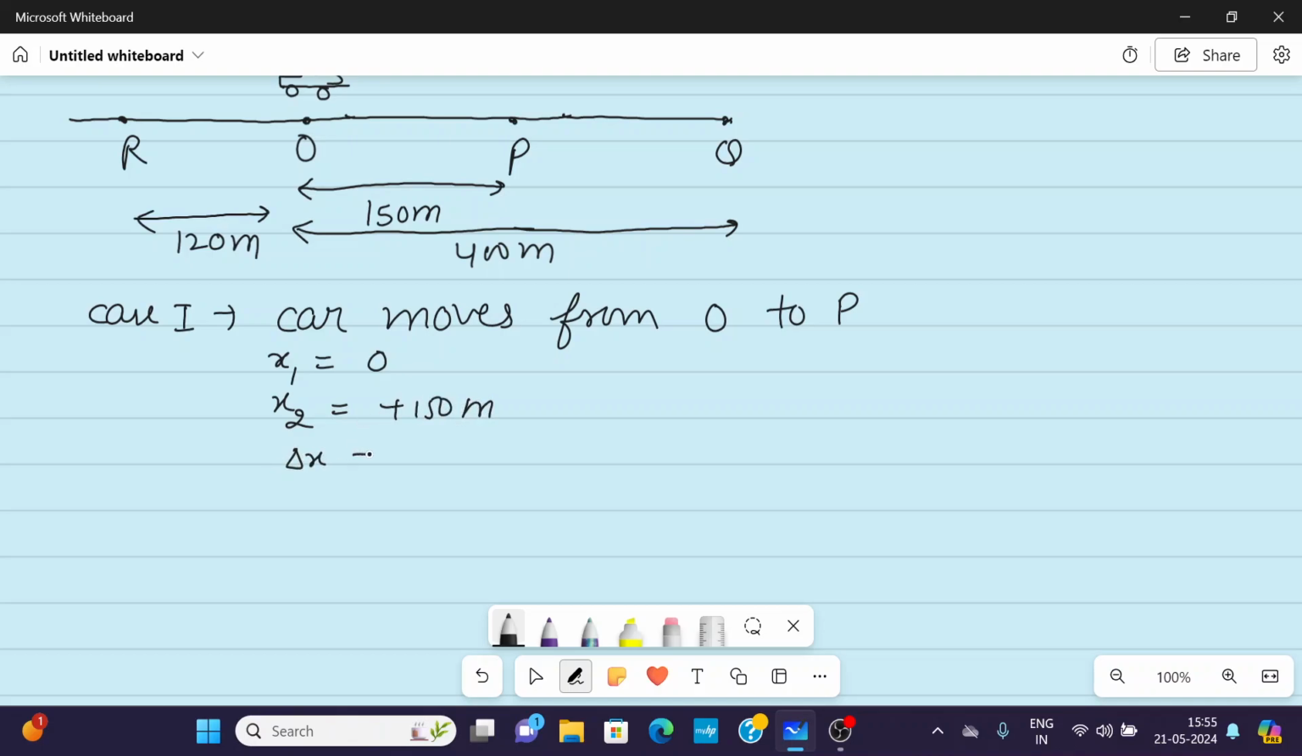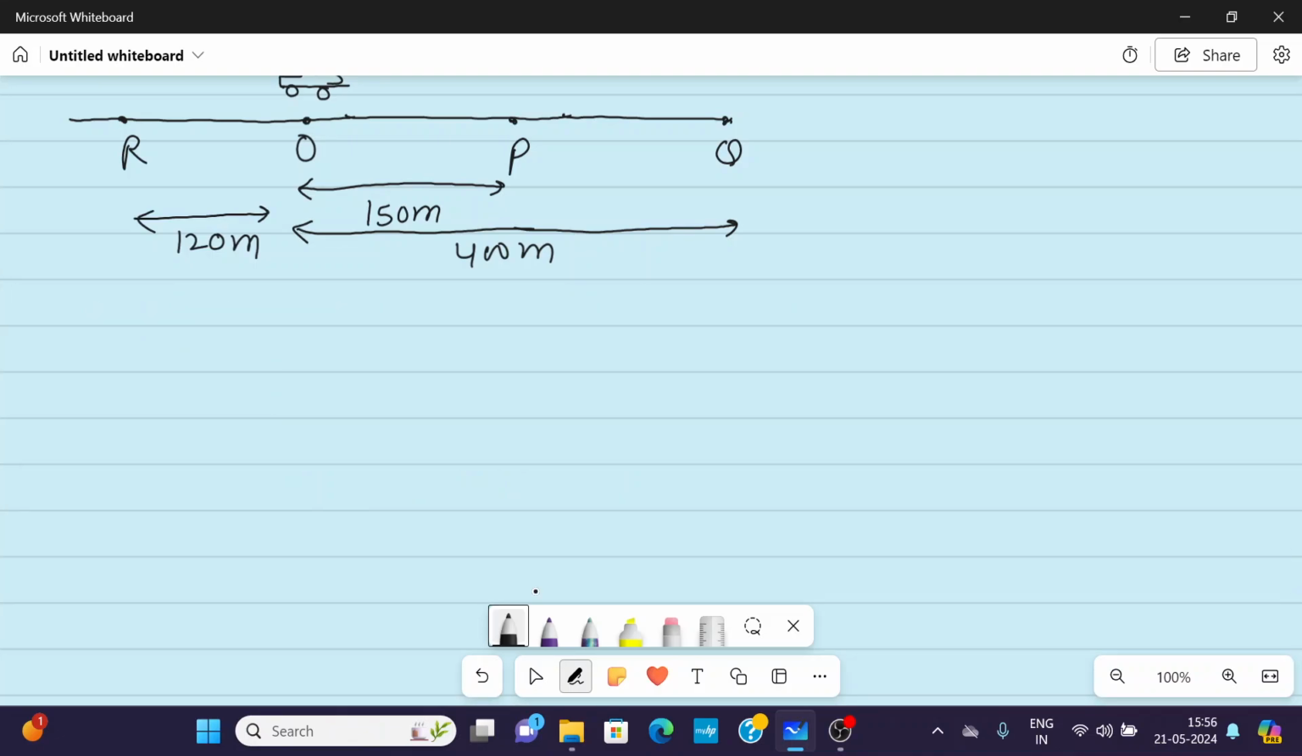So displacement in this case is plus 150 meter minus 0, x2 minus x1. So it will come out to be 150 meter. So displacement in first case is plus 150 meter. Now consider the second case in which car moves from O to Q and then back from Q to P.